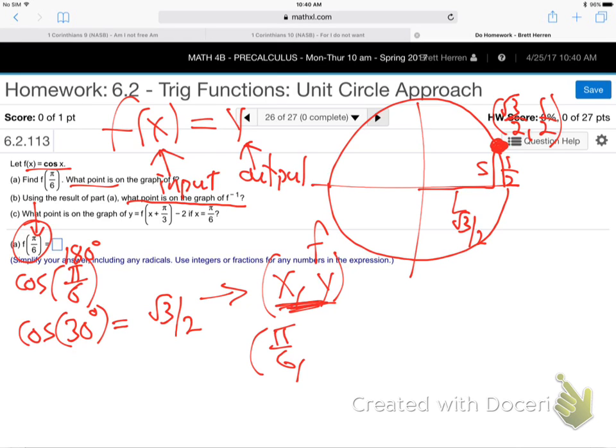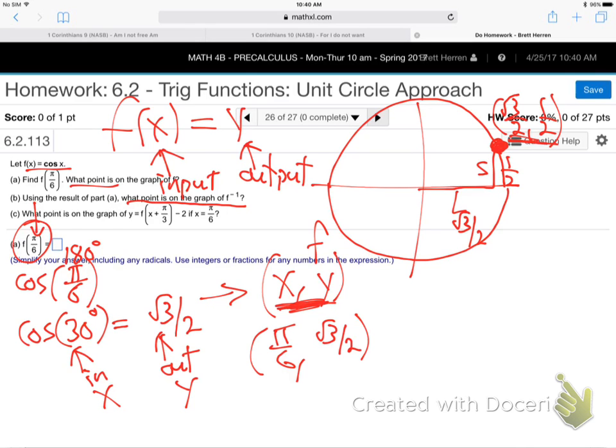So when they say they want a point, which means x, y, what do I plug in? Pi over 6, and what comes out, that's the root 3 over 2. Even though on the unit circle, the root 3 over 2 is actually the x value. But for this little function they made up, root 3 over 2 is what comes out. What goes in, what comes out. X, y. Make sense on that? For part A, that's a little tricky.